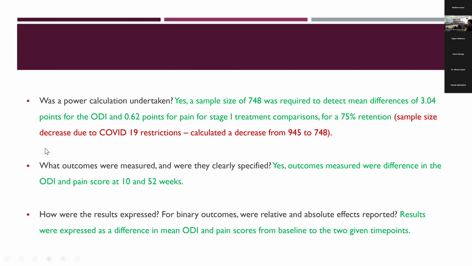I could not understand why exactly they took these two numbers as their points, because they have mentioned that the minimum clinical difference that you should have is 6 points for the ODI and 2 points for the pain score. So why did they take such a low difference is doubtful.